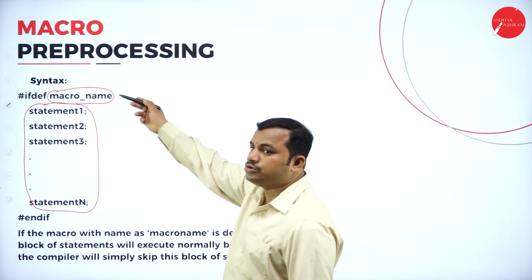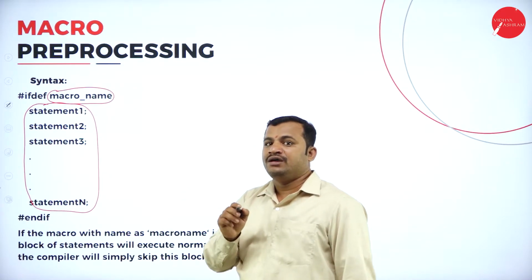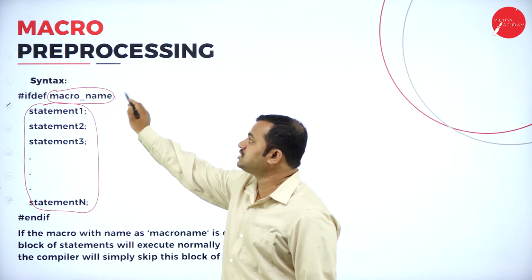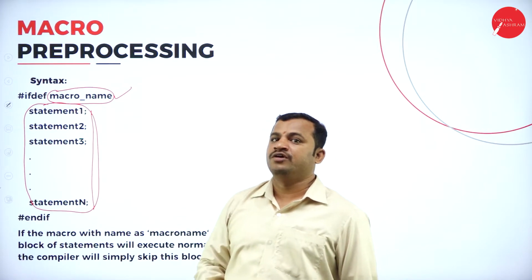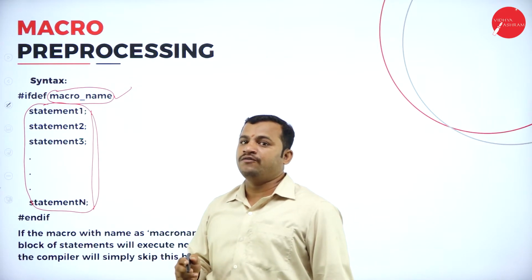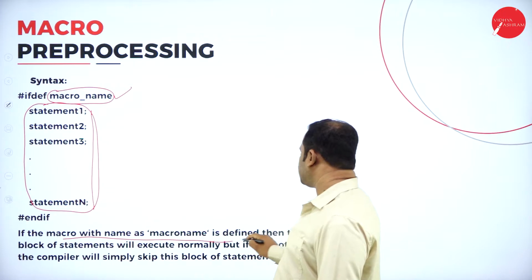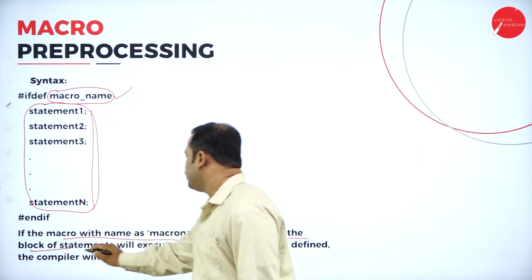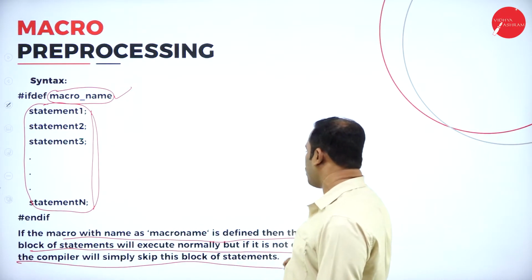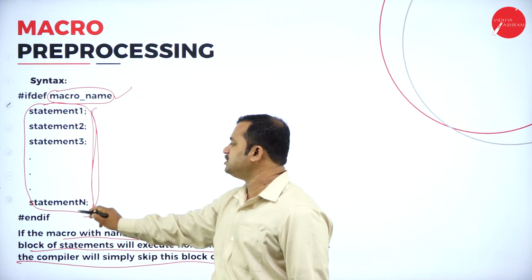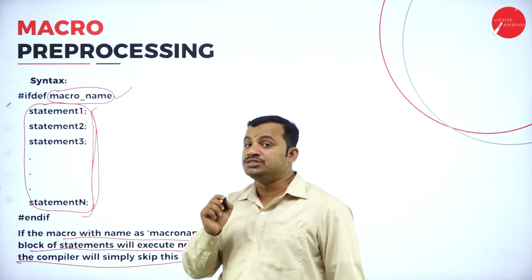These set of statements are going to be replaced or placed into the location of limit if it is required, if the condition is satisfied. Otherwise, these statements are not at all placed in the place of the macro name, for the purpose of skipping it. If the macro with the name macro name is defined, then the block of statements will execute normally. But if it is not defined, the compiler will simply skip the block of statements. That is, this entire piece of code is not going to be placed in the place of the macro instruction.